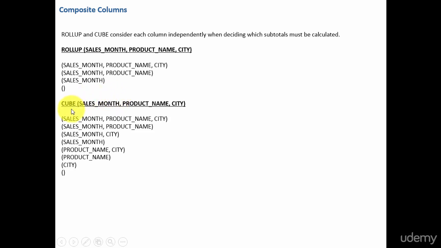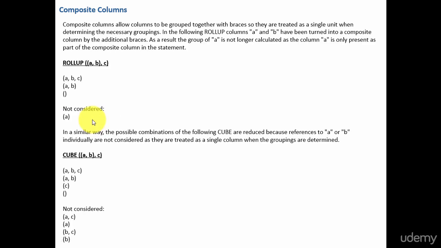In the same way, for CUBE of sales month, product name and city, it calculates all these combinations. It treats each column independently and calculates the subtotal for that column. Now what if we want to join multiple columns into one group? It's a cool idea, right? Yes, composite columns allow you that feature.